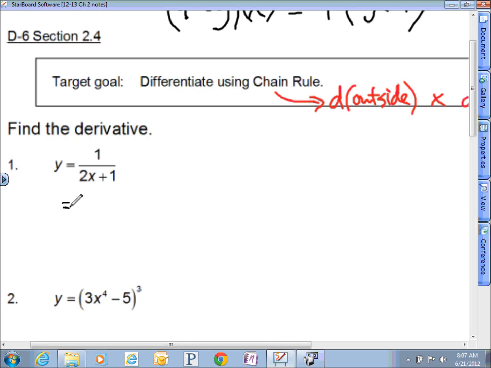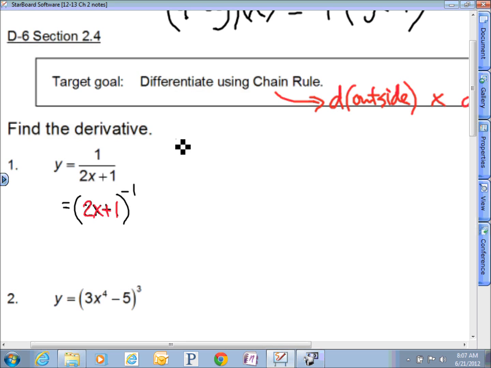So I'm going to rewrite this as 2x plus 1 raised to the negative first power. So when I look at this now, that is a composite function. That is a 2x plus 1 inside of something being raised to the negative first power. So I'm going to treat the 2x plus 1 as my red function. So I've got the red one inside the black one. So we go to take the derivative.